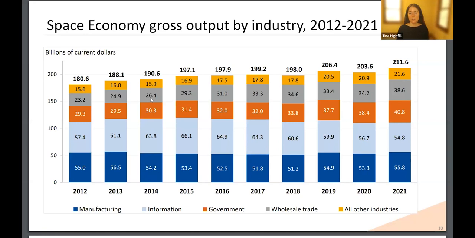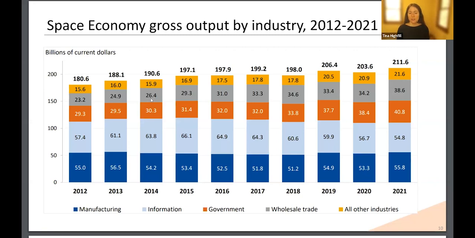Government is the next largest industry in terms of gross output. A lot of this is NASA, but it's also, as I mentioned, Space Force. Space Force started at the end of 2019, but of course there was a precursor to Space Force within the United States Air Force and other military branches. And we've seen the budget increase in the last couple of years related to government. So their share of the space economy has grown.